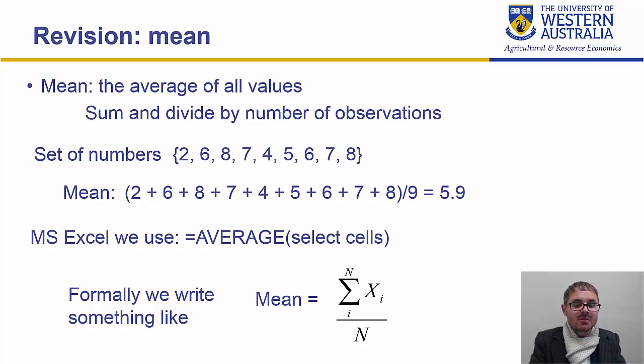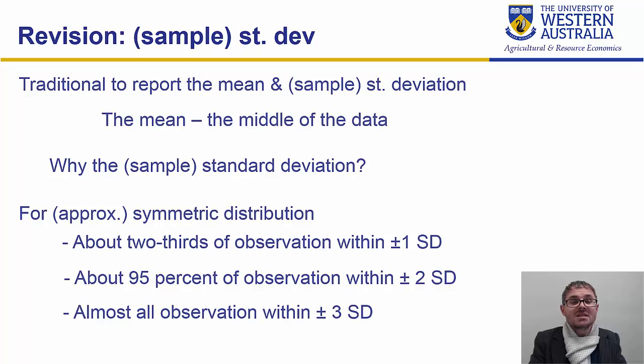The other thing that we usually pair with the mean is the standard deviation, or in particular the sample standard deviation. The reason that we tend to have the mean and the standard deviation together is that, particularly for symmetric distributions, if we know the mean, we have these decision rules. About 2/3 to 70% of the data are within 1 standard deviation of the mean. 95% of the data are within 2 standard deviations of the mean, and almost all of the observations are within 3 standard deviations of the mean. So if we know the mean and the standard deviation, we kind of know where all the data points are.